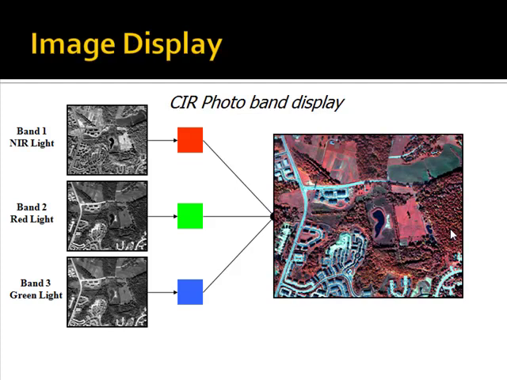Band 2, red light, that's assigned to the green color gun. Band 3, sensitive to green light, is assigned to the blue color gun. The result, once again, a color infrared composite. Man-made features appear cyan, vegetation appears magenta, and water features generally appear darker.